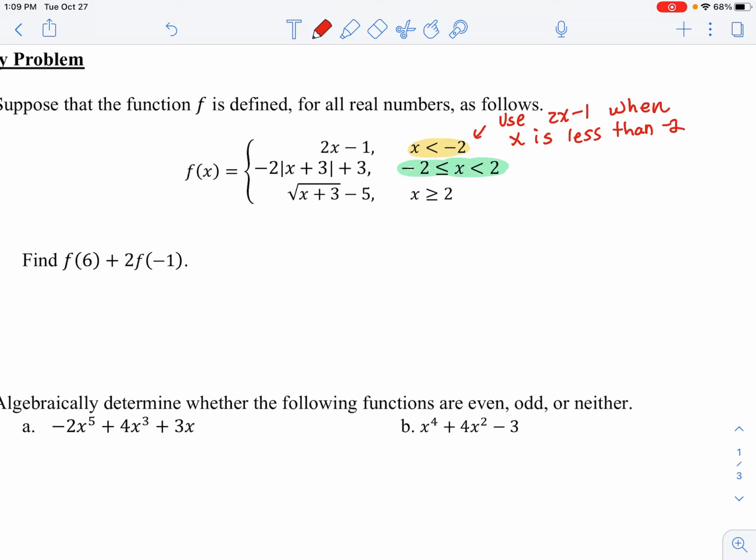The middle one is a little bit confusing, but let me do my best to explain. Maybe I can draw a number line. Let's say there is 2 right here, and negative 2 right here. Any number in between negative 2, including negative 2, so from x's point of view, x is greater than or equal to negative 2 but less than 2. If a number is between negative 2 and 2, including negative 2, then we use this middle piece right here.